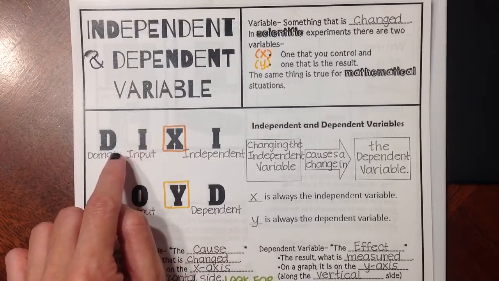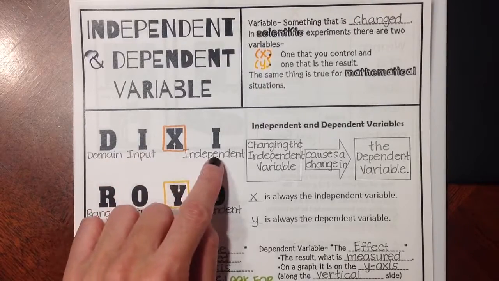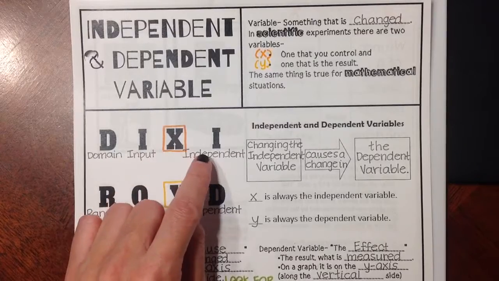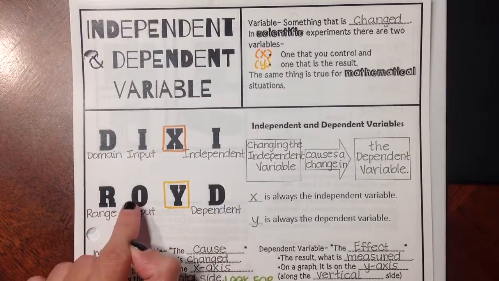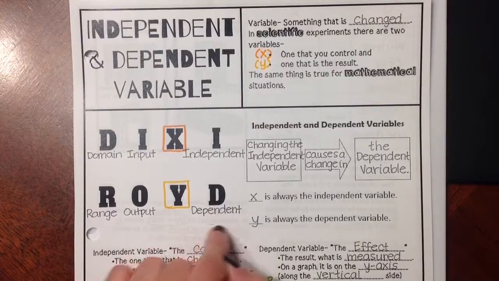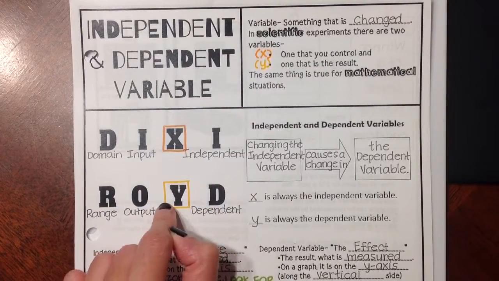So over here, this looks familiar to you. It's just a reminder that domain, input, and independent are all other words for x values. We're going to start seeing independent a lot more in this upcoming unit. Range, output, dependent, those are all other words for the y values.